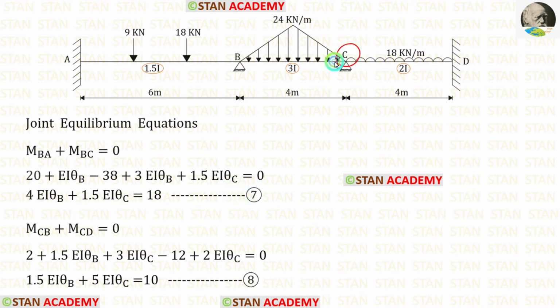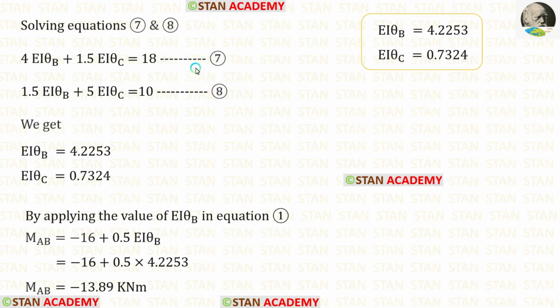In the joint C, when we add the moments MCB and MCD, it will be 0. Let us apply the expressions for MCB and MCD from the slope deflection equations. Then we have to add both of them and keep the numerical on the right side. Let us keep this equation as number 8. We have made two equations, the 7th one and 8th one.